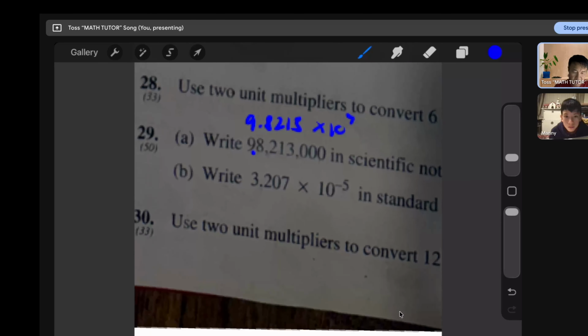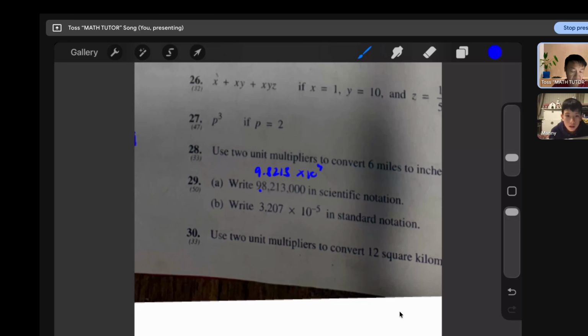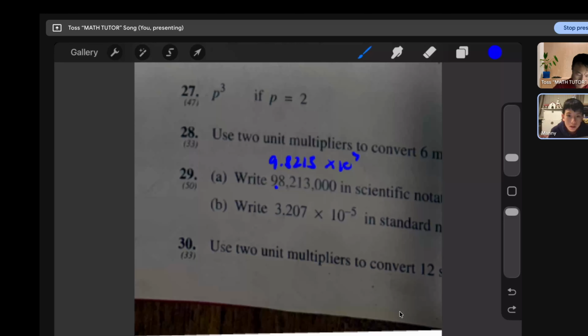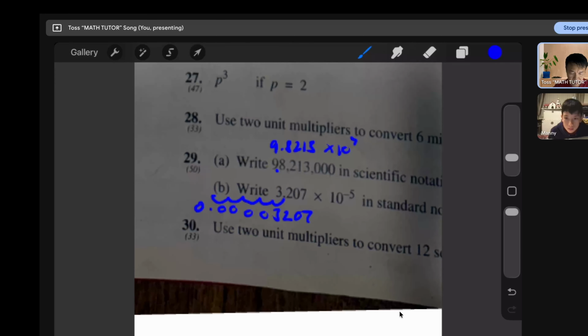Now, how would you do B then? Do you want to write it in standard notation, as a regular number? Do you remember how to do it? If it's 10 to the negative 5th, you move it 5 decimal places to the left. Good job. And for whatever you don't have, use a 0 placeholder. So it'll be 0.0003207. Let me double check. 1, 2, 3, 4, 5. Yeah, that's it. You can put a placeholder 0 in the very front, before the first digit.